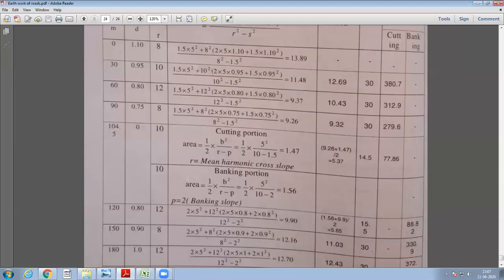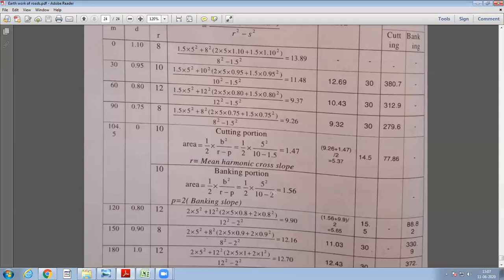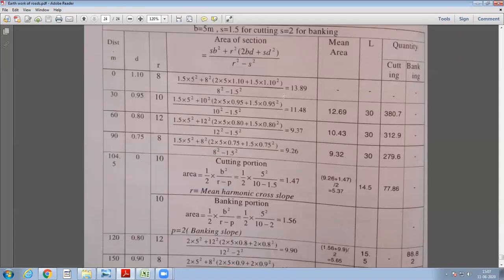Similarly, for the banking portion, the same formula holds good. The change is, here you have to use the P value as the banking slope. Whatever the banking slope we have, you have to substitute that and simplify to get this value. And the rest of the increments are the same. To get the mean area, take the average of these two to get this value, take the average of these two to get this value, as usual.